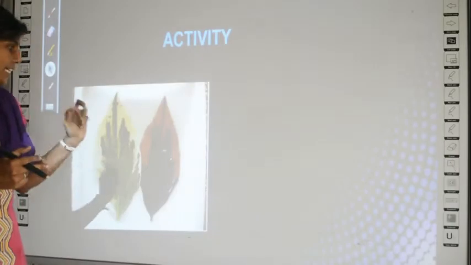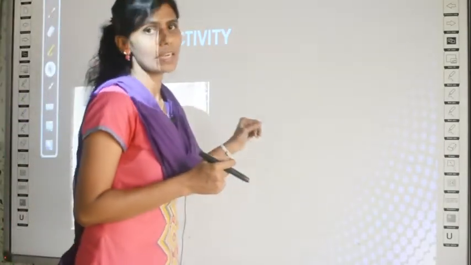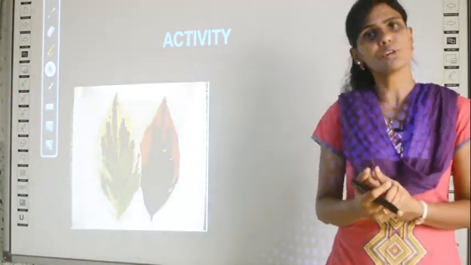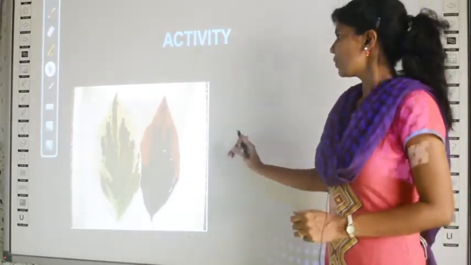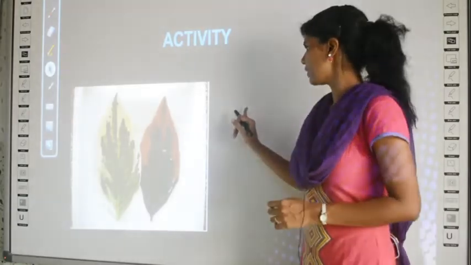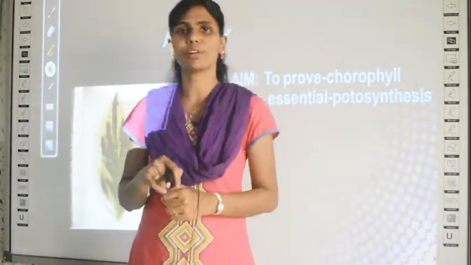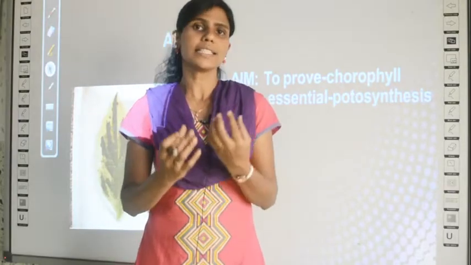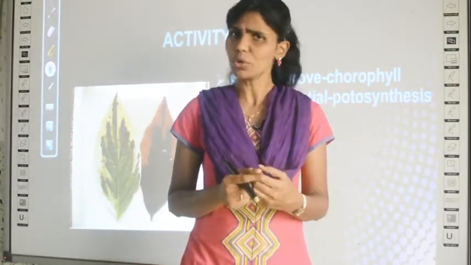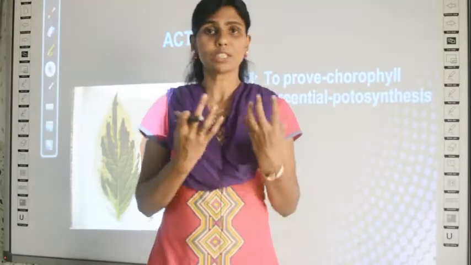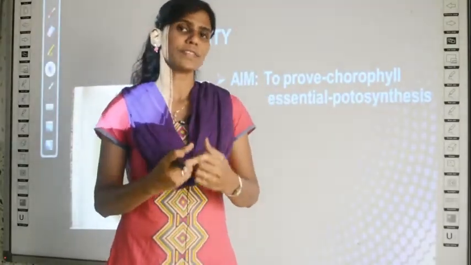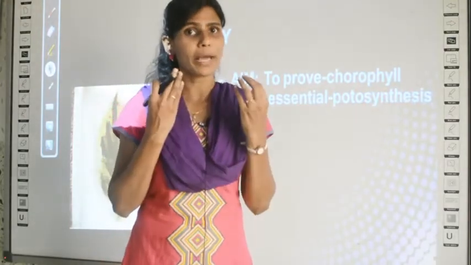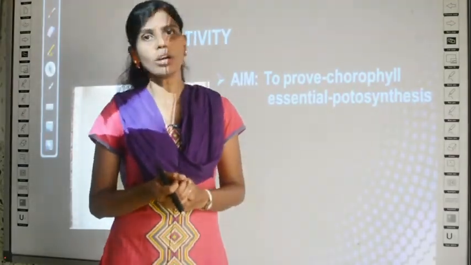Then one activity is given. Actually we can do this in the lab, but since you are not here, I'll explain it like a theory. Once you are back to school, let's go to the lab and do this. Clear? So why have we included this activity in this topic of chloroplast? The aim of this activity is to prove that chlorophyll is essential for photosynthesis. Why do you do an activity? To experiment with something or to give proof of some fact, right? So from this activity we can prove that chlorophyll is essential for photosynthesis.